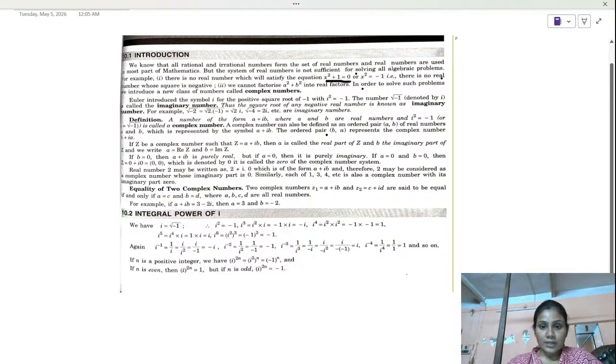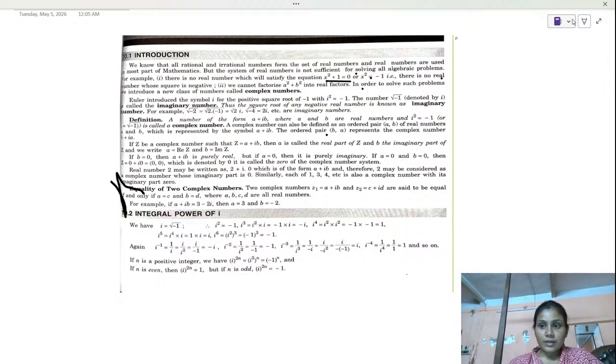x square plus 1. So it can be written as x square is equal to minus 1. But when you have to find out the value of x only, that will be root under minus 1. Okay, root under minus 1.